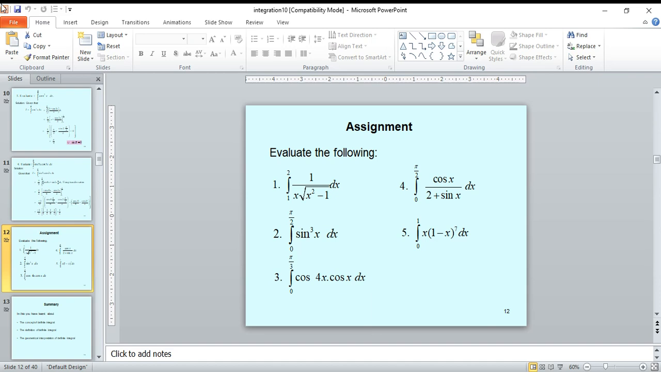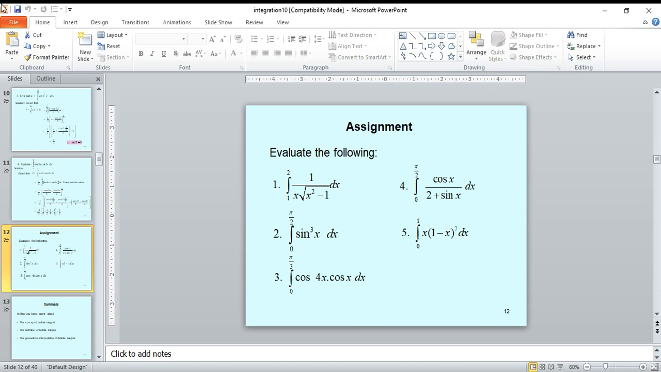Denominator is f of x, numerator is f dash of x. 2 plus sin x is f of x. So integration f dash of x by f of x dx equal to log f of x plus c. So cos x by 2 plus sin x, derivative of 2 is 0, derivative of sin x is cos x, equal to log of 2 plus sin x. Apply pi by 2 in place of x, and 0 in place of x.